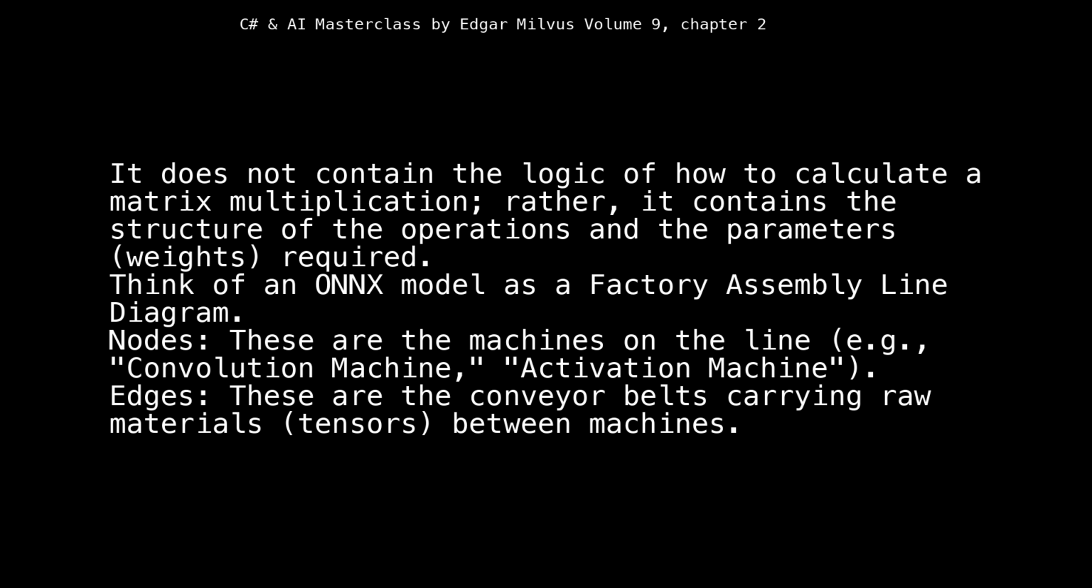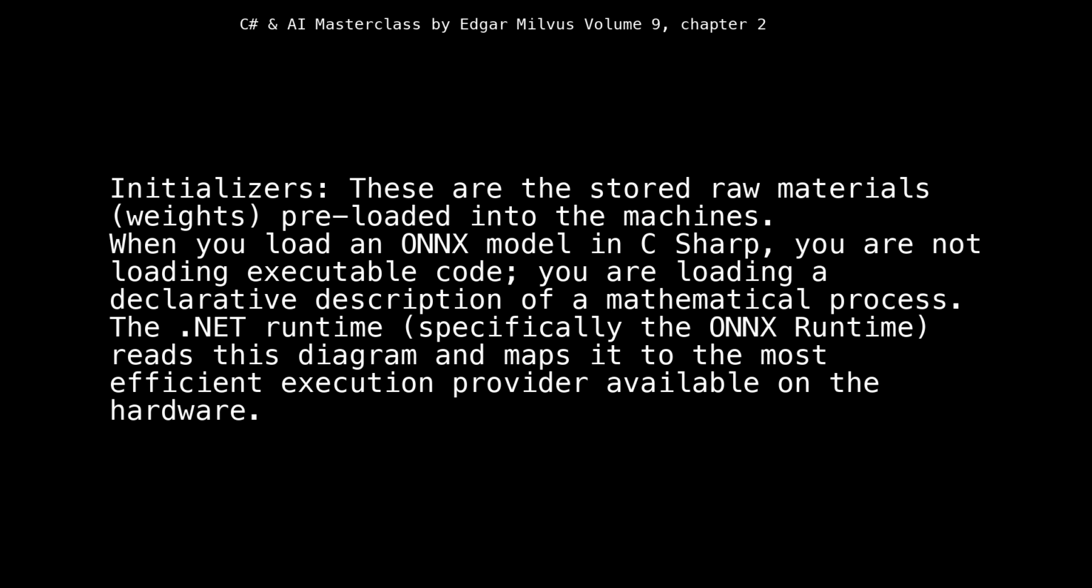Think of an ONNX model as a factory assembly line diagram. Nodes: these are the machines on the line, e.g., convolution machine, activation machine. Edges: these are the conveyor belts carrying raw materials (tensors) between machines. Initializers: these are the stored raw materials (weights) preloaded into the machines. When you load an ONNX model in C#, you are not loading executable code, you are loading a declarative description of a mathematical process. The .NET runtime, specifically the ONNX runtime, reads this diagram and maps it to the most efficient execution provider available on the hardware.